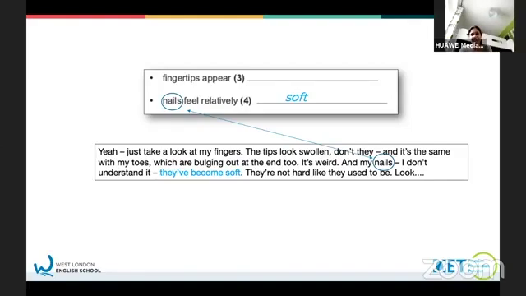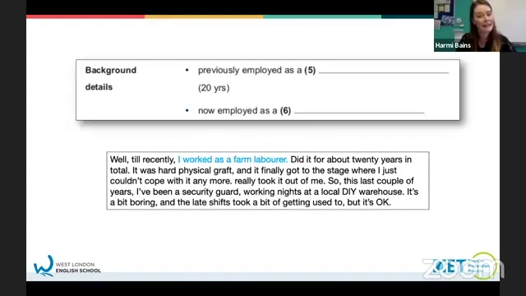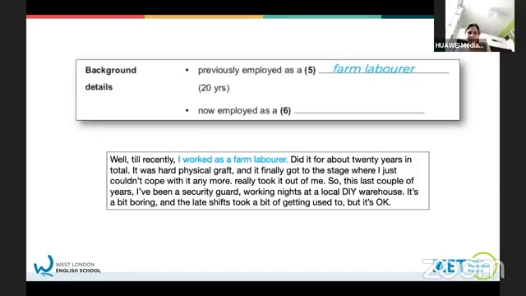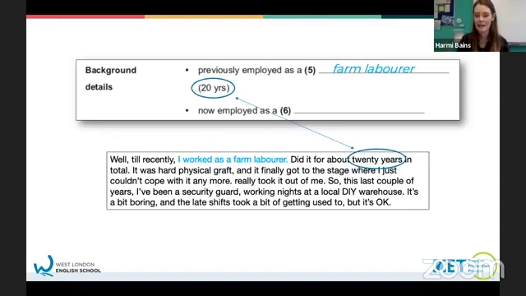Okay, perfect. Let's keep going. Number 5, farm labourer. He's previously employed, and he's using worked in the past tense, so worked as a farm labourer. What did you have for number 6? Now employed as a security guard. Correct. We can see 20 years to help with our chronological order. And then now employed, and he says, this last couple of years I've been a security guard. So great.